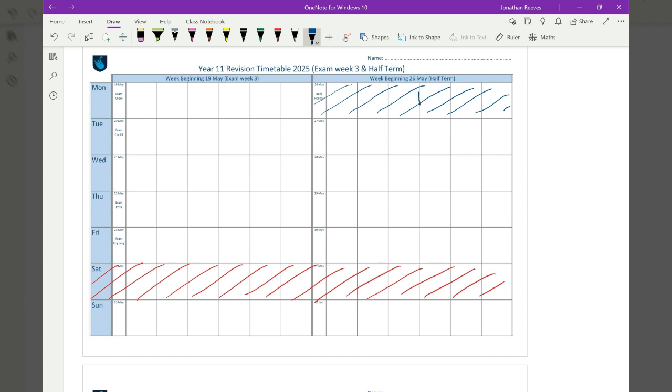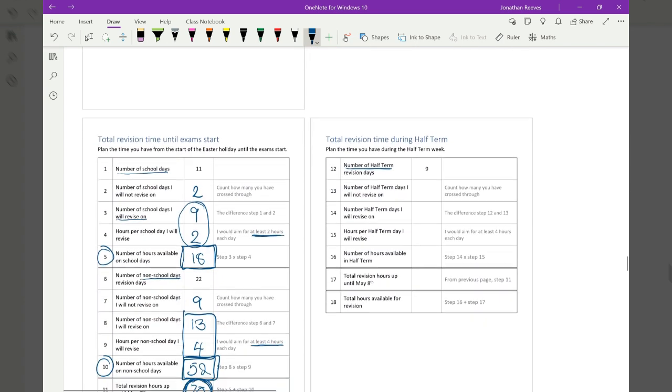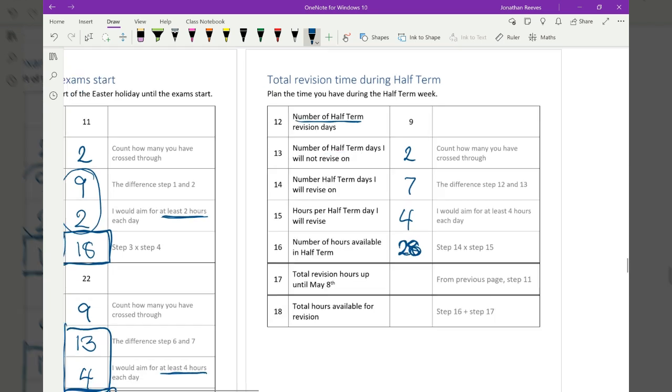So I've got 1 day here in half term when I can't revise, and then there's the Saturday here when I can't revise. But I've got 1, 2, 3, 4. I've got 2 days when I can't revise in half term. So if I go back to my half term, there's 9 days in total with the 2 weekends and the 5 days. There's 2 days when I can't revise. So I will revise on 7 of those days. I will revise for 4 hours a day. So I have now got a bonus 28 hours with which to revise.